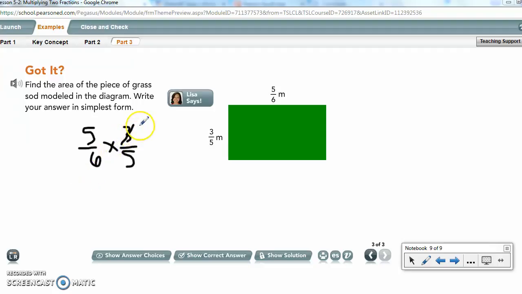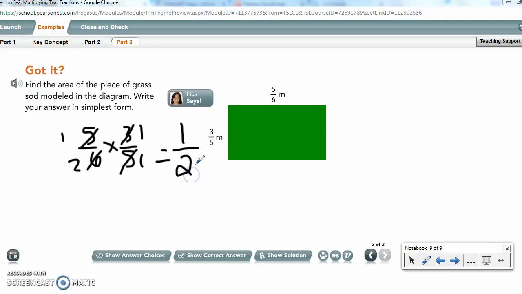So 3 divided by 3 is 1. 6 divided by 3 is 2. What about 5 and 5? Well, I can pull 5 out of both of those. 5 divided by 5 is 1. 5 divided by 5 is 1. So 1 times 1 will give me 1. 2 times 1 gives me 2.